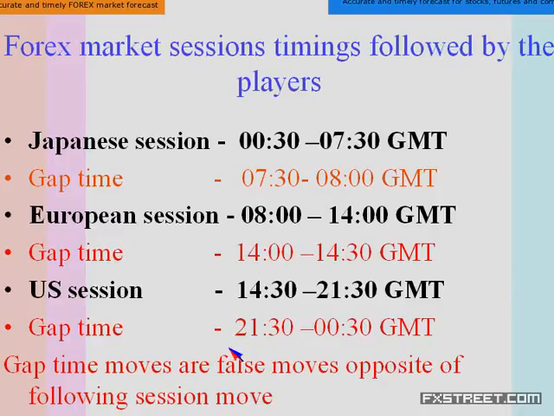Then you come across the prolonged gap time, 21:30 to 0030 GMT, and that gap time is used by the players to hit the stops. There again, they make volatile moves. Sometimes they also keep it as a subdued move when the volume is really low, or hold the market and try to liquidate their long positions and build fresh long positions to take the market further high.